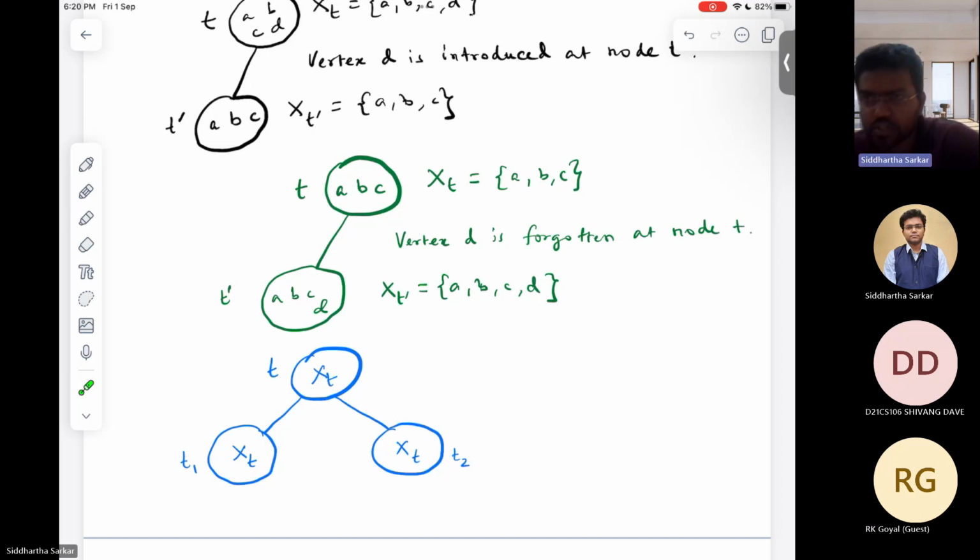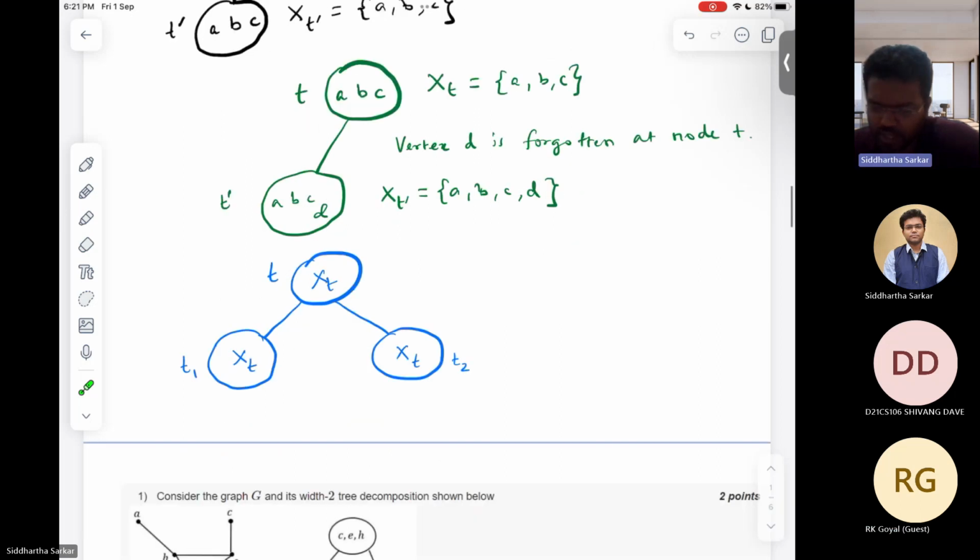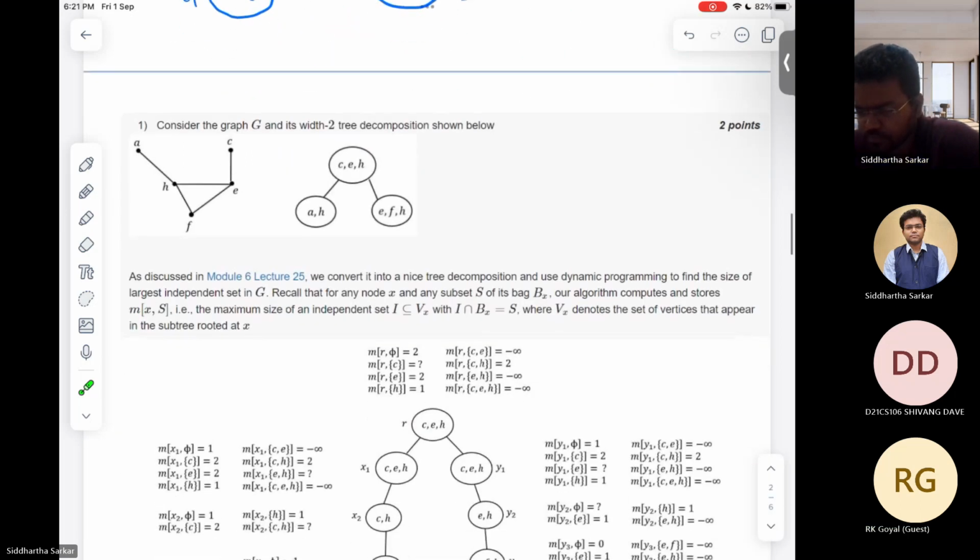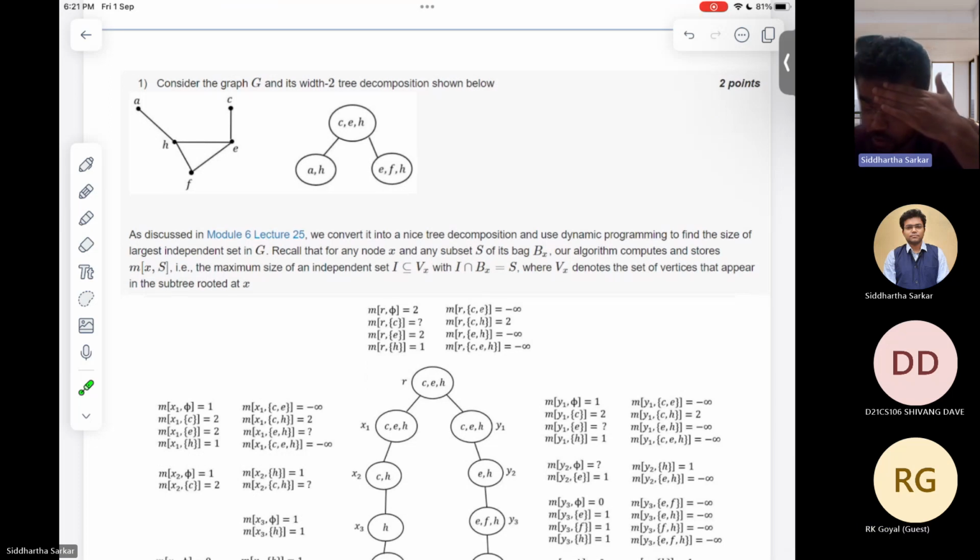If the question is what is the relationship between the number of vertices in the original graph and the number of bags in the nice tree decomposition, I don't know whether there exists a relationship. There might be some relationship, but I cannot answer that for sure. But the numbers could be different. Yes, that we will see now. Definitely they would be different.